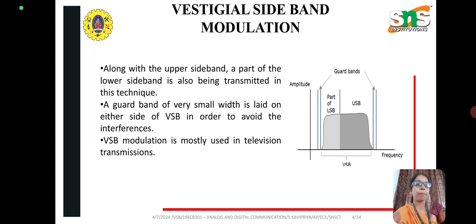Along with the upper sideband, a part of the lower sideband is transmitted in this technique. A guard band of very small width is laid on either side of the VSB in order to avoid interference. So it is mostly used in television transmissions.